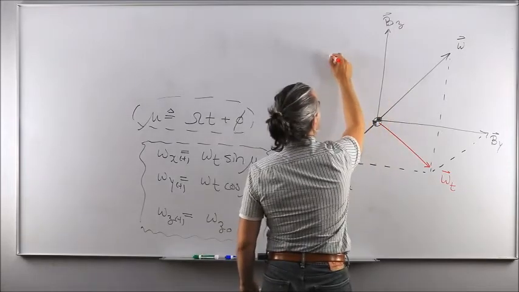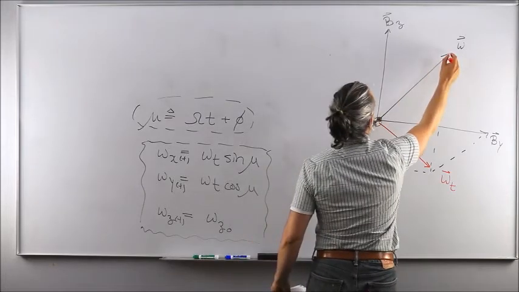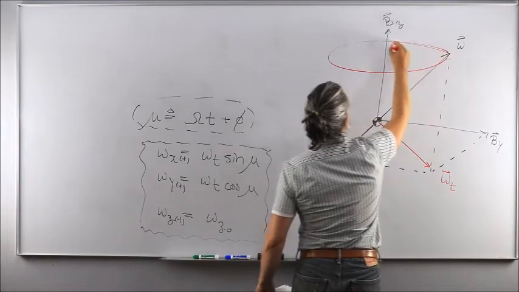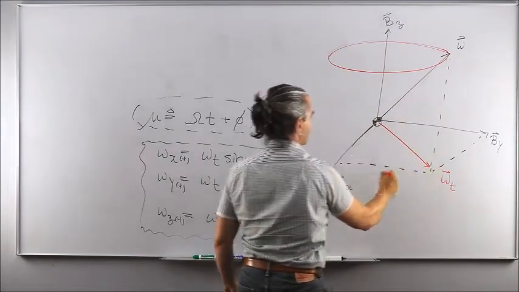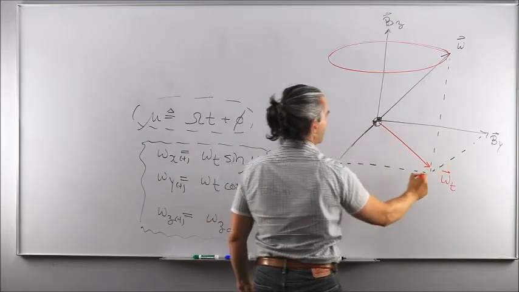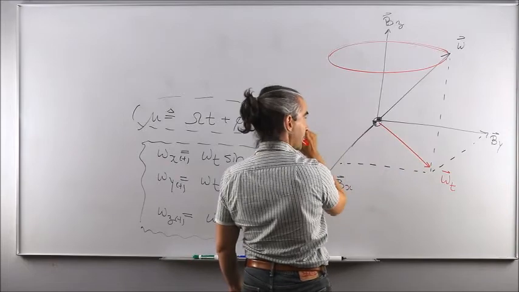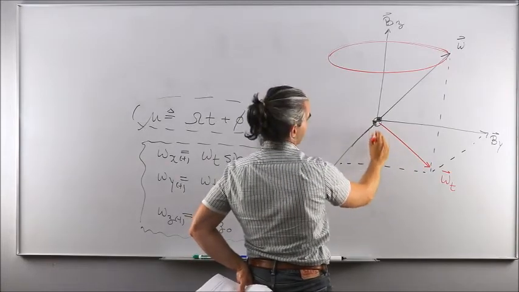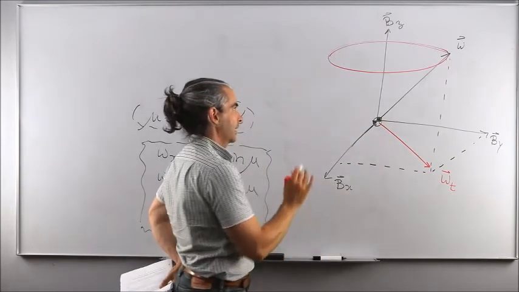Or in other words, this vector, which is omega, will follow a circular path around bz. And this way, the projection here will also draw a circle in 3D space, which I'm not attempting to draw here. We'll just mess things up, I think. Should I try? No, it's going to look awful. I'm going to leave it like that, okay?